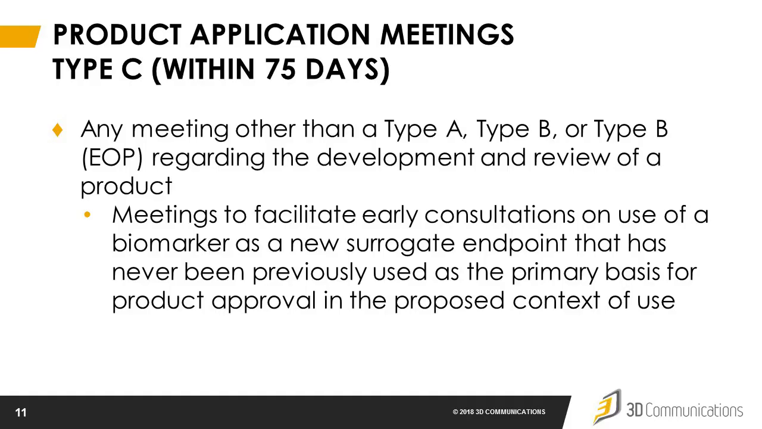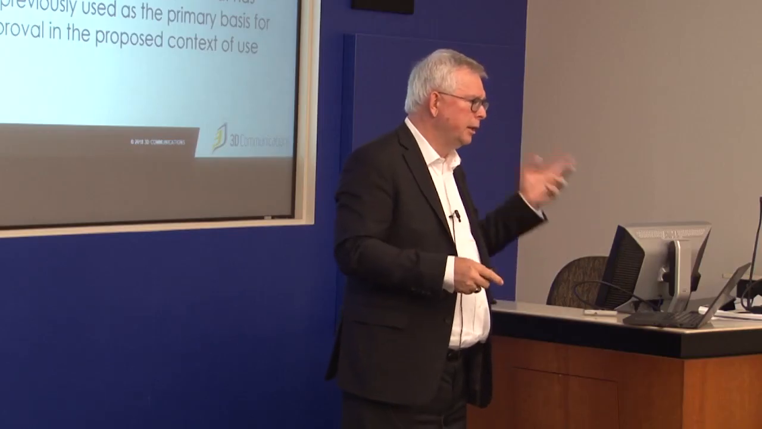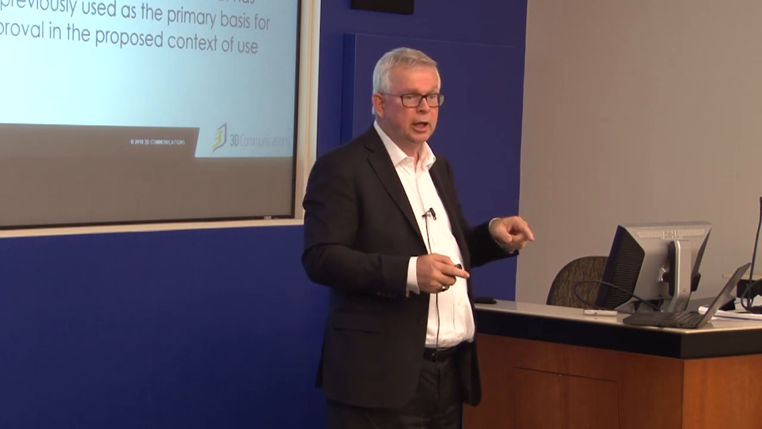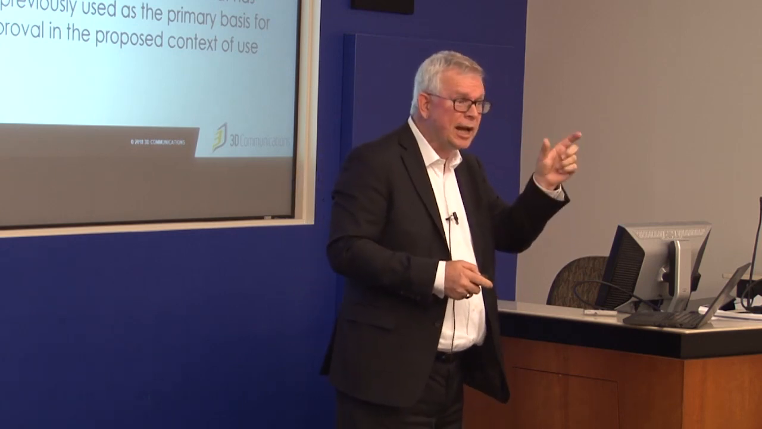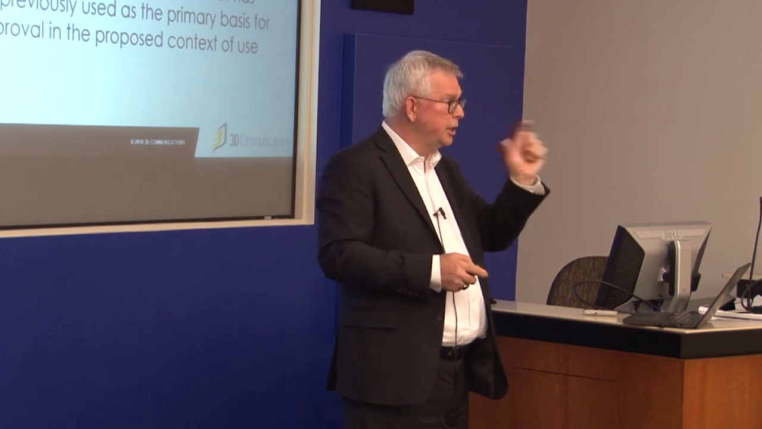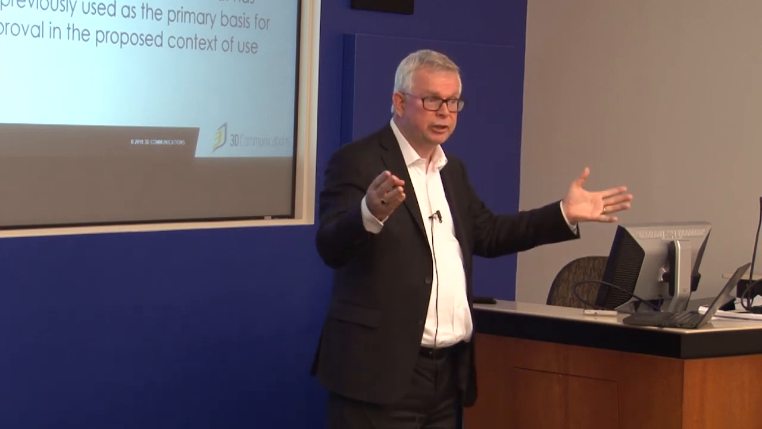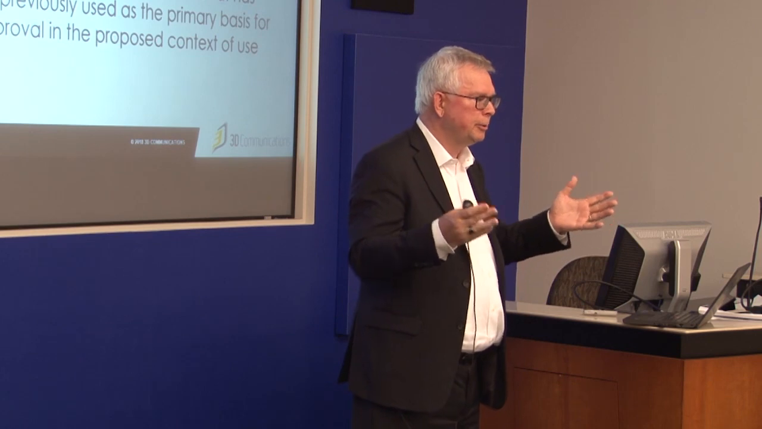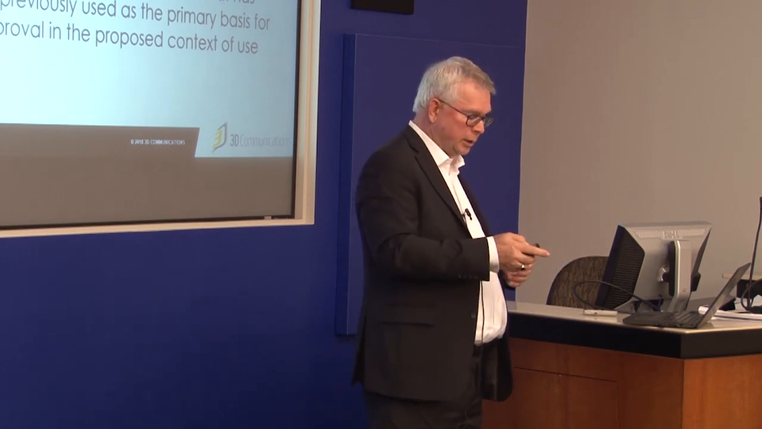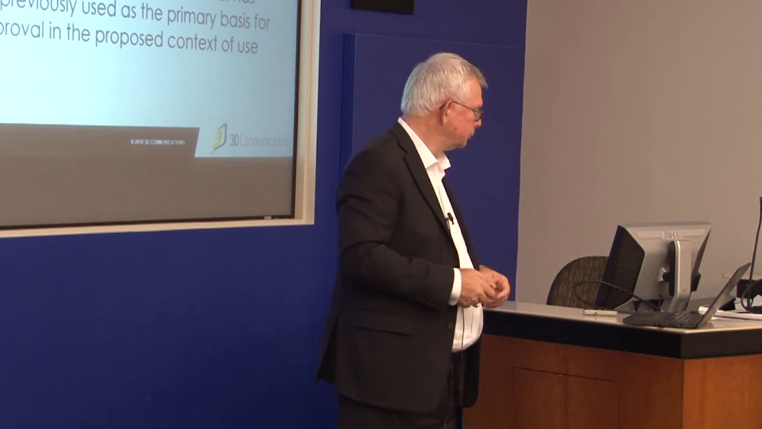or device. And then type C meetings are the other meetings that are not type A or B. They don't really describe what type C is. It's more anything else, basically. And they'll be granted within 75 days. Oh, and I forgot to mention that the type B end of phase is granted within 70 days. So it's slightly different than type B. That was 60 days, this is 70 days. And type C is 75 days. It's still a reasonable time frame. It's about 2.5 months. But it can be scheduled a little bit differently.